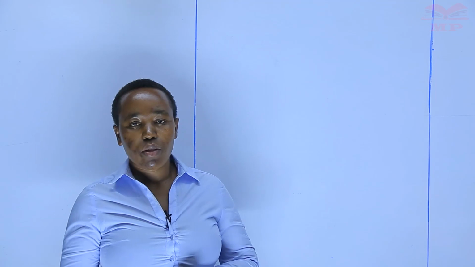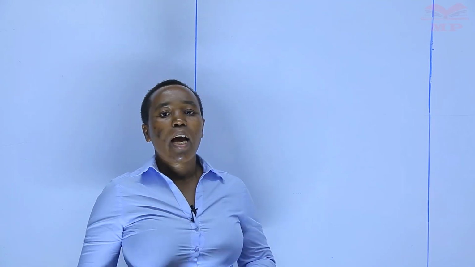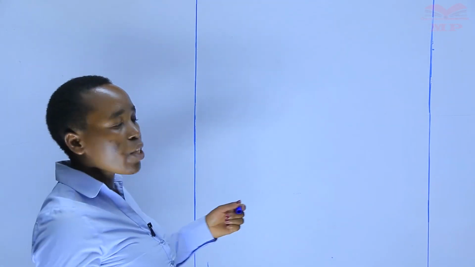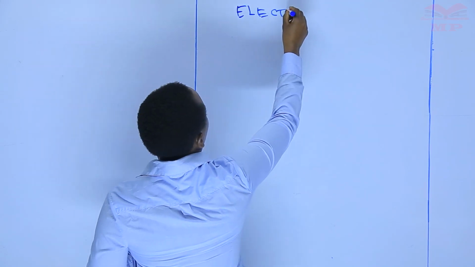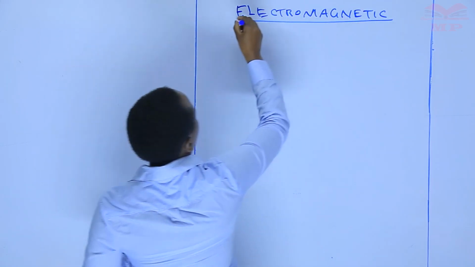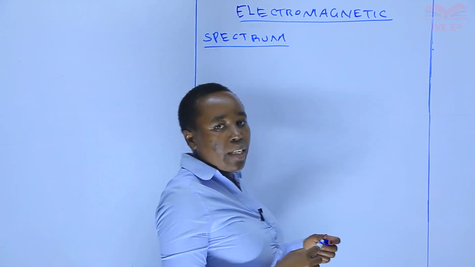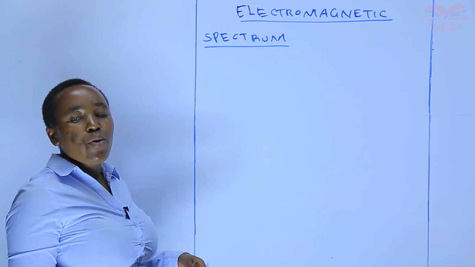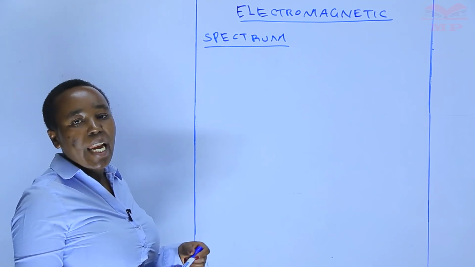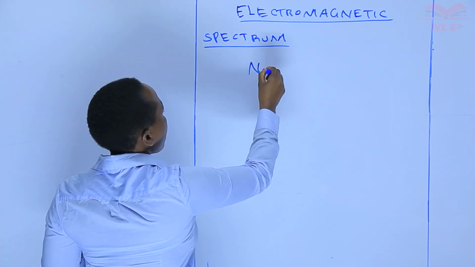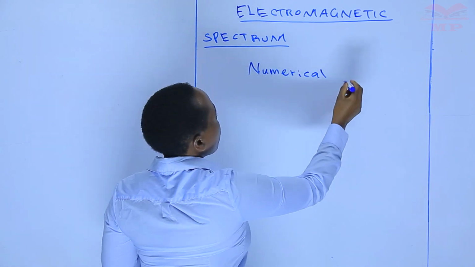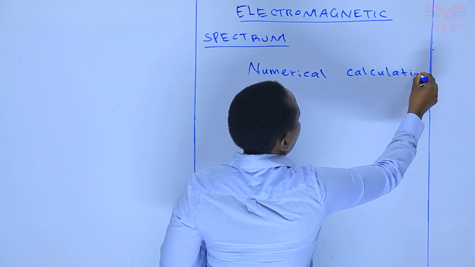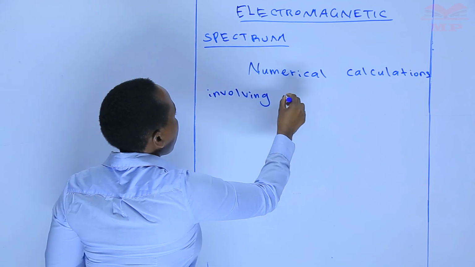My name is Purity Anzelimo, and the subject of our lesson today is physics, and it's a continuation. We'll continue with the Form 4 topic, that is electromagnetic spectrum. During this lesson, we'll look at numerical calculations involving energy.